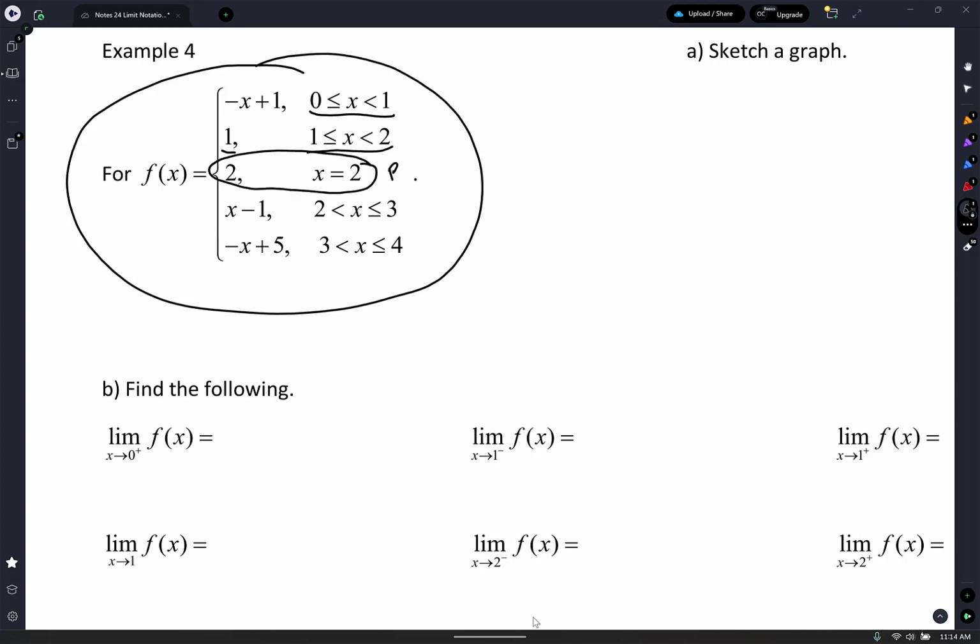X equals 2, 2, so that's just a point. It behaves like x minus 1 between 2 and 3. It behaves like negative x plus 5 between 3 and 4. Chop, how am I going to draw this? I don't know how I'm going to draw it. Like this. Focus, guys, focus.